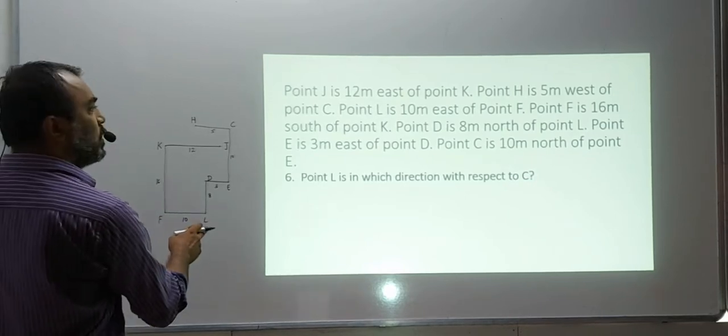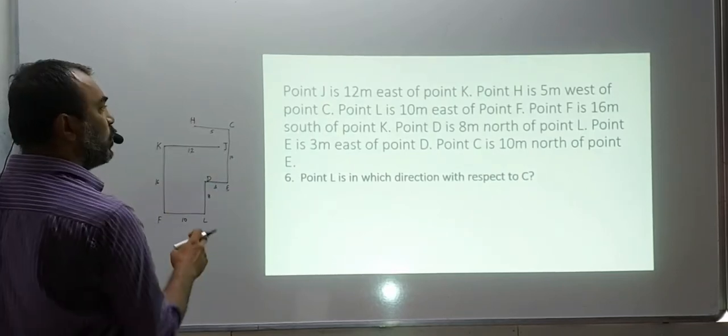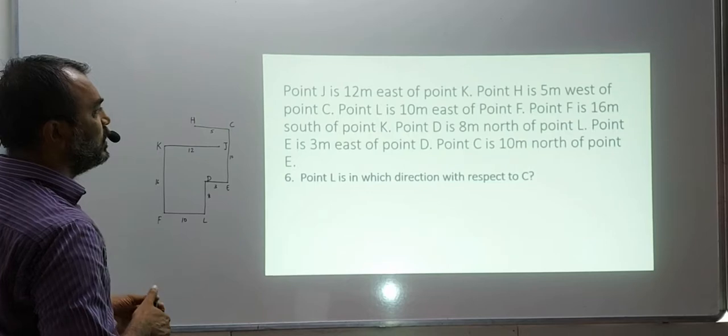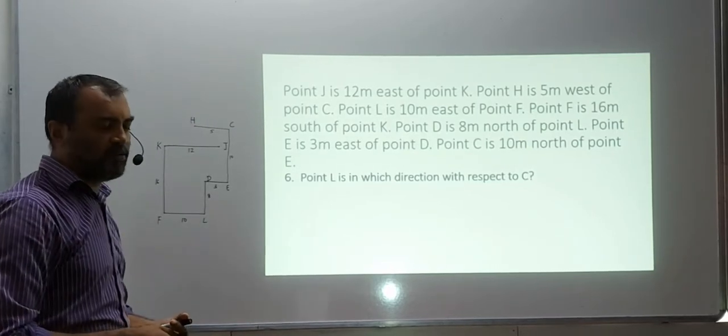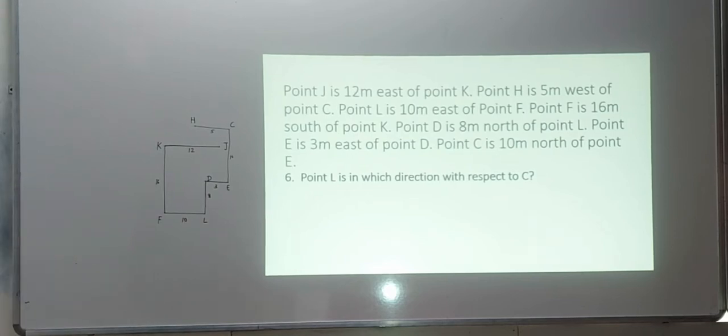Point D is 8 meter north of point L. Point E is 3 meter east of point D. And point C is 10 meter north of point E. So here the data was not given in an order. Can you see? So now I want you to sit and check this. I hope it is clear for you on the board.